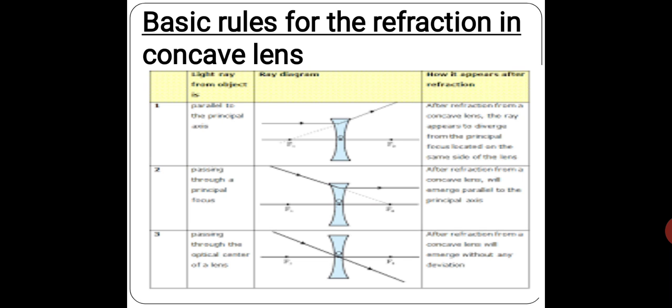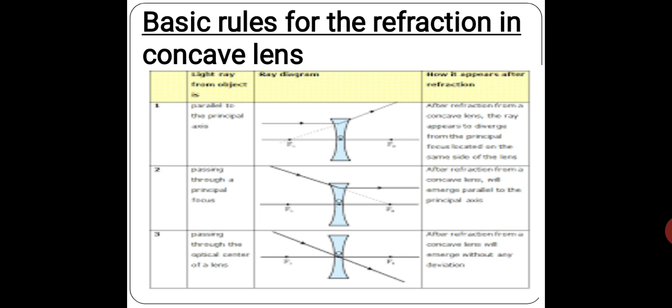First one is basic rules in concave lens. So there are three rules in that. First one is if a ray is parallel to the principal axis, it gets refracted and emerges out as if it focuses through the principal focus.